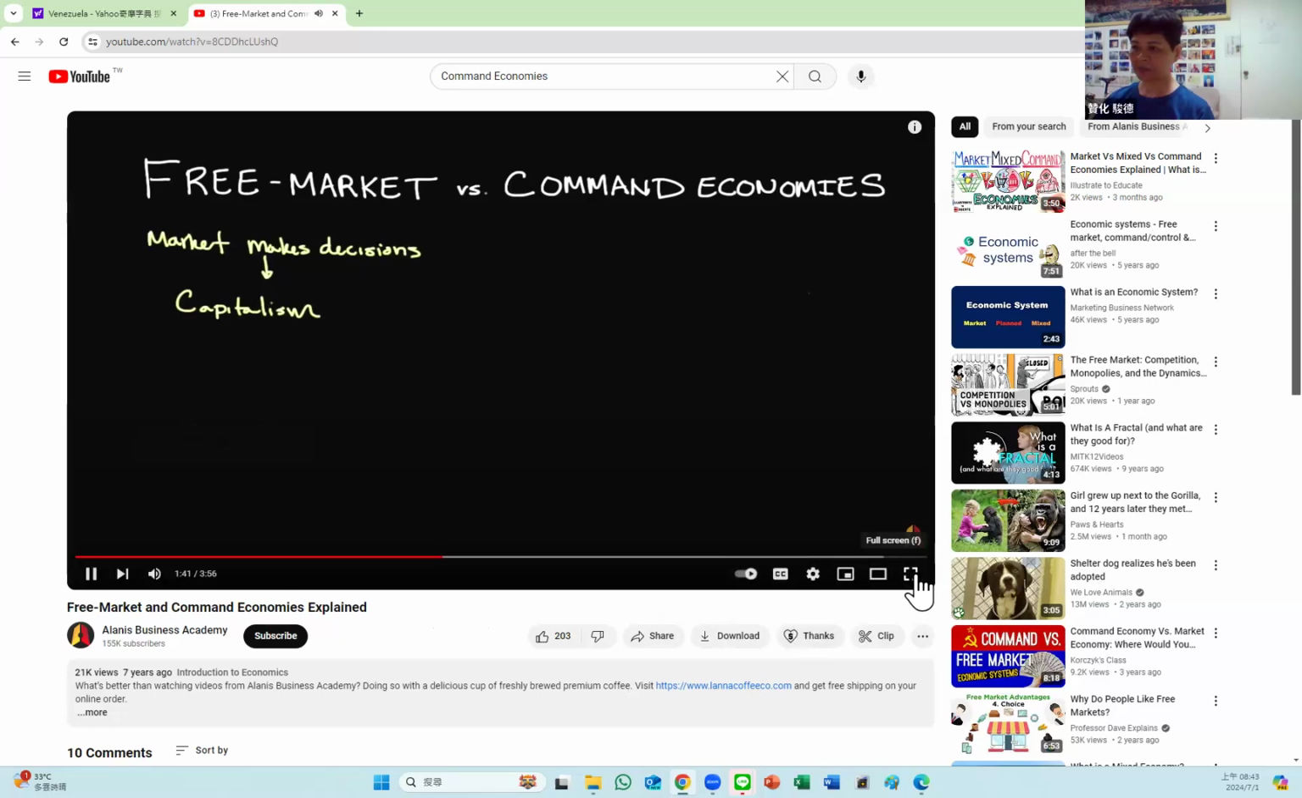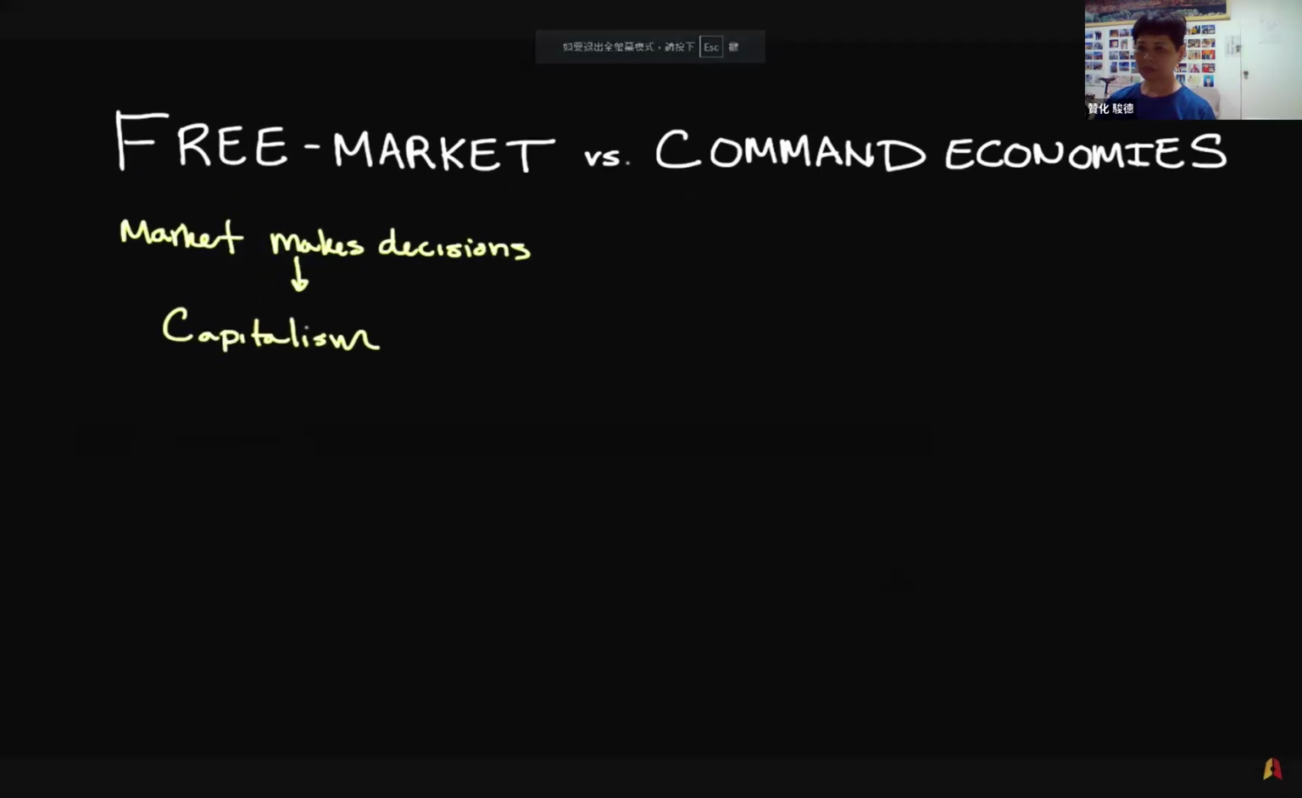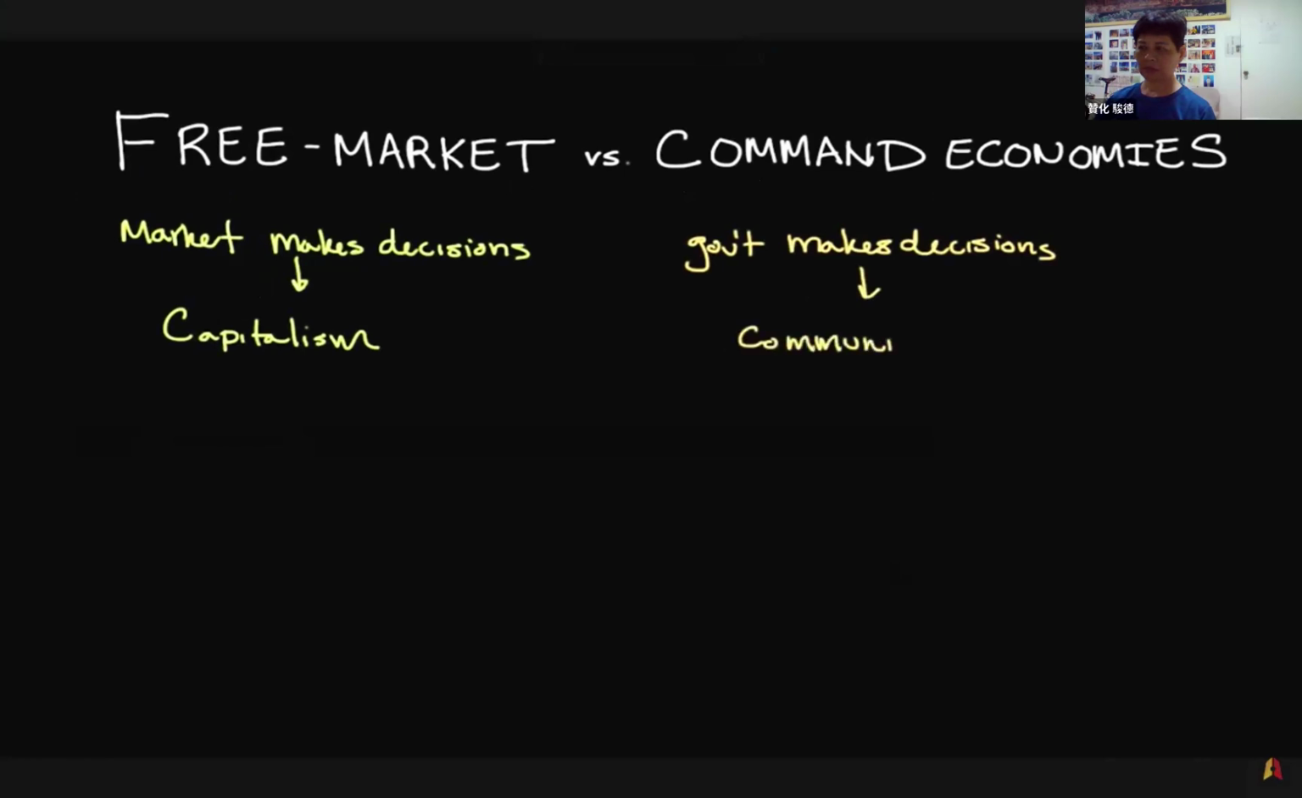The other end of the spectrum is what we call a command economy. And in a command economy, contrary to a free market economy, the government largely decides what goods and services should be produced. So in this case, the government makes decisions as to what should be produced. And the greatest example of a command economy is, of course, communism. And communism economically is still present today.